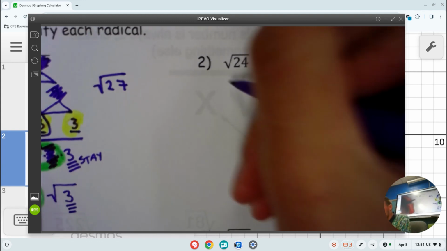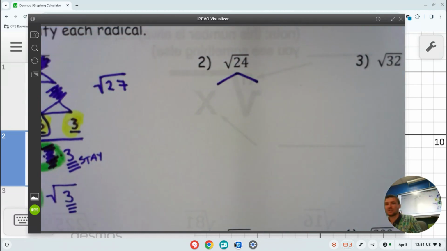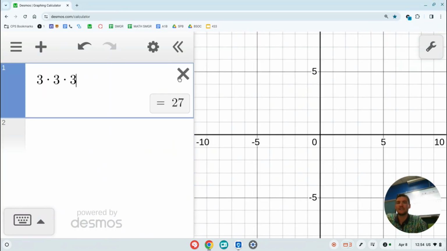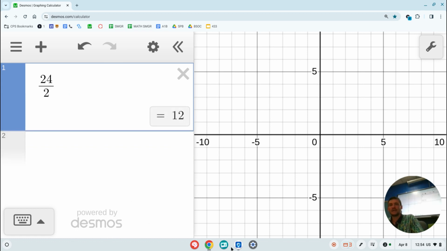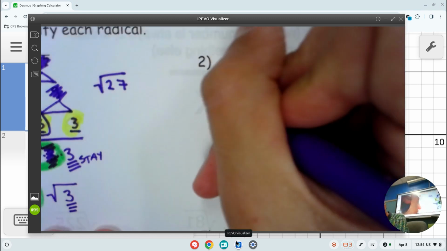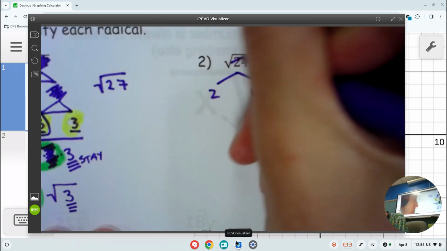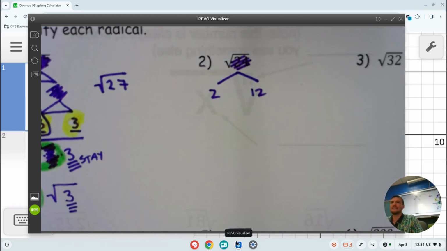24. We're going to break 24 down. We're just going to use Desmos. We're going to use the numbers 2, 3, and 5. 24 divided by 2. Does that work? Yes. So we're putting 2 and 12. 2 times 12. I can get rid of the 24 because it's not prime.